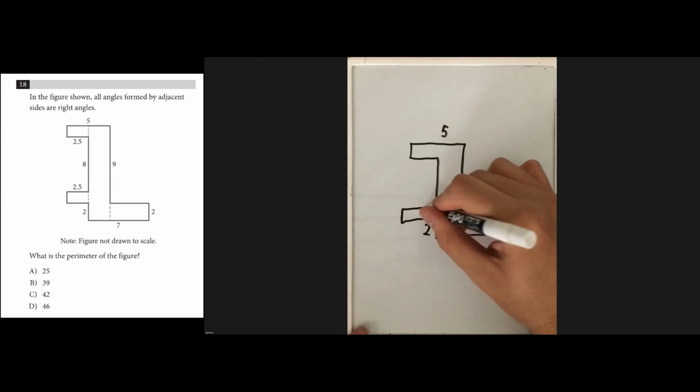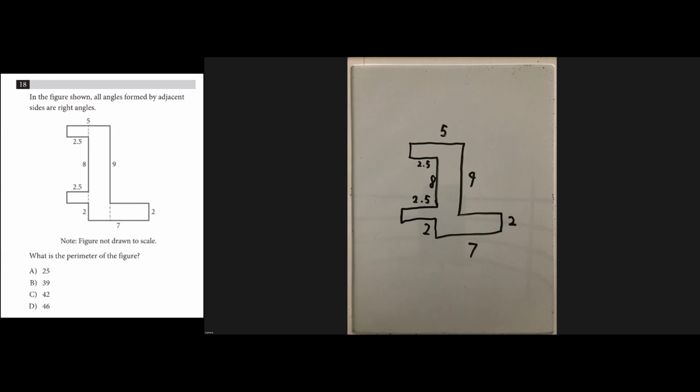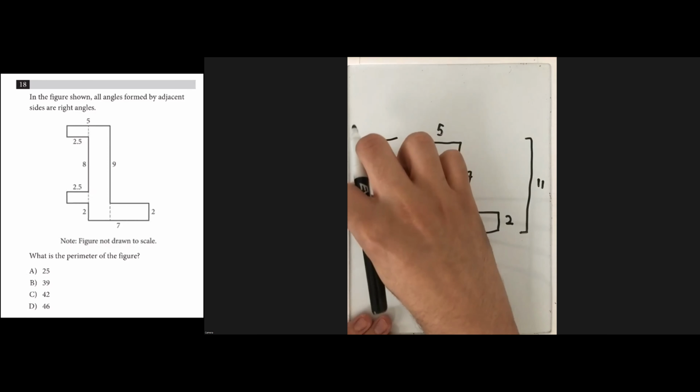Okay, so for this one, we're told to find the perimeter of the figure. And so to find the perimeter, we just have to find all the side lengths. So, I mean, you could go about this multiple ways. The way I went about it is I just saw what is the length of this entire side, and that would be 9 plus 2, which would be 11. So the length from here to here is 11. And the other side has to match it. So from here to here also has to be 11.